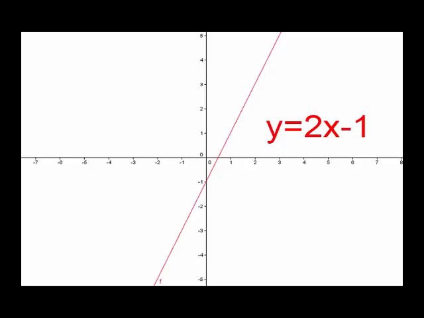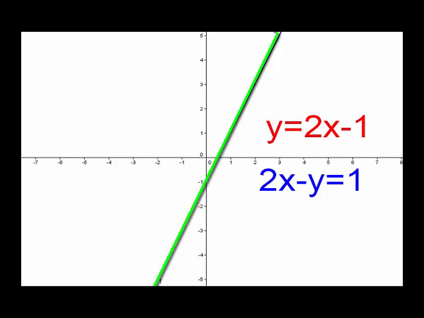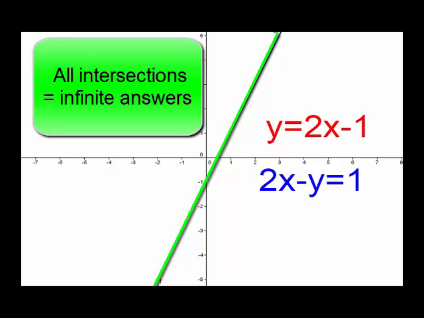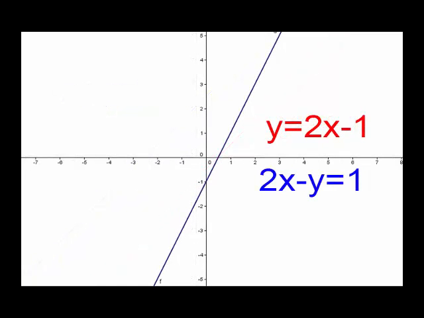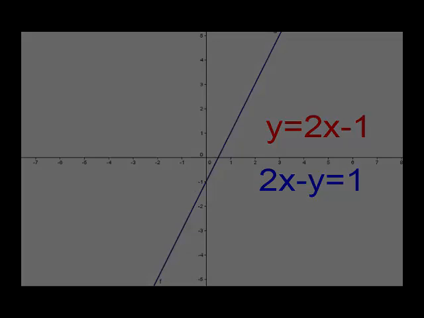Here's another example. You have y equals 2x minus 1, and you have 2x minus y equals 1. If you graph these 2 lines, what you're going to see is they're directly over top of each other. Meaning, every point is a solution to these 2 because they touch everywhere. So in the first example, there is no solution. Whatever you think x and y is, you're wrong. And in the second example, everything is a solution. Whatever you think x and y is, you're correct.